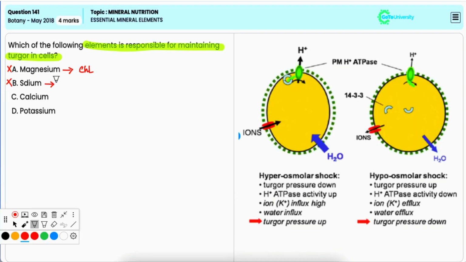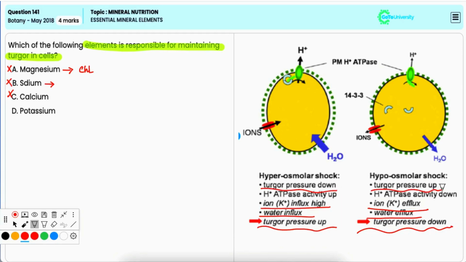Option C, calcium. Now it is also incorrect because it is important for cell wall stability and signaling, but it does not directly regulate turgor pressure. Option D, potassium. Now, potassium ions help to regulate the movement of water into and out of the cells by influencing the osmotic balance. It helps control the water potential of the cell, which is very important for the uptake of water from the soil.